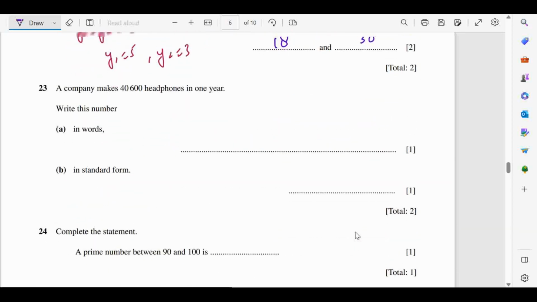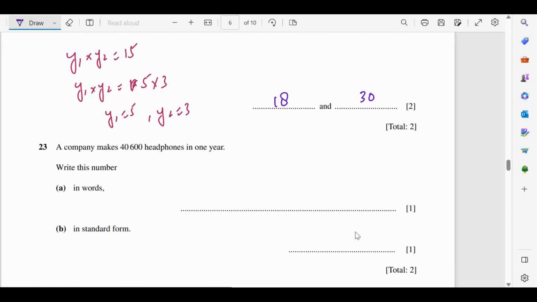Let's move to the next question. Question number 23. A company makes 40,600 headphones in 1 year. Write this number in words. So it is 40,000 and 600. This will be the final answer.